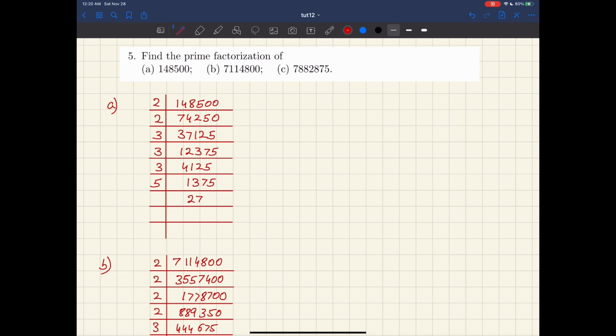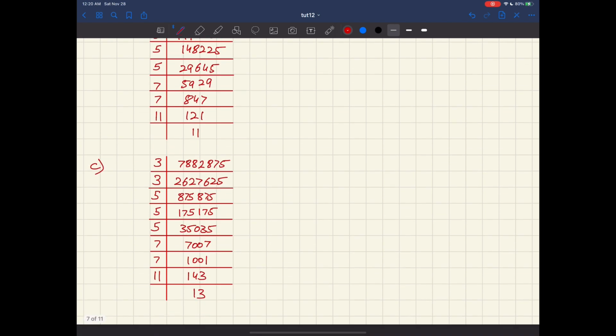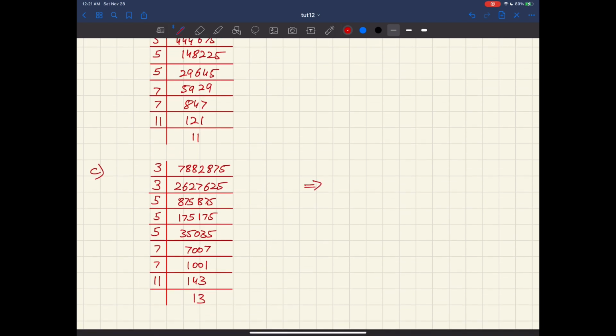And in the same way, we move on till the end, unless we get a prime number, which is 11 here, and that's the prime factorization. It is 2 square times 3 cube times 5 cube times 11. So the process is the same for the other two questions as well. You just start dividing by 2 and then try with 3, then 5, 7, and 11, and so on.